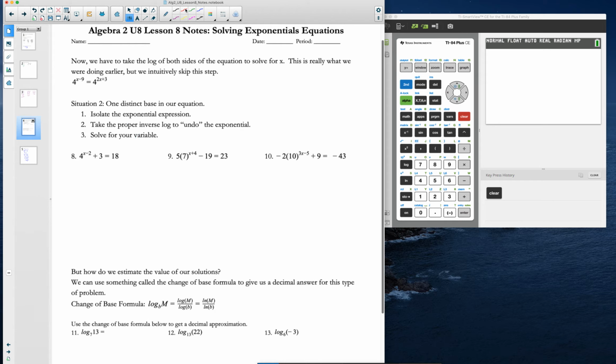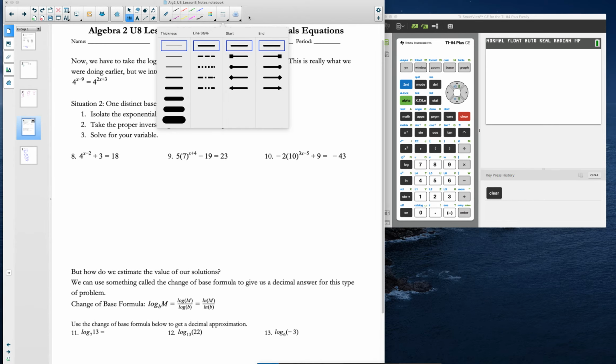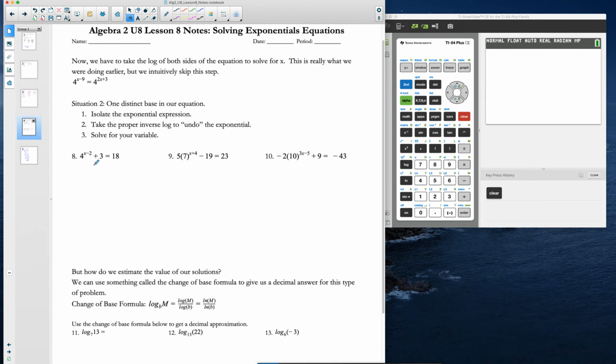So let's switch to red here. Let's start by isolating that exponential, which means I want to subtract 3 from both sides. So 4 to the power of x minus 2 equals 15. Now I've isolated my exponential. Now, can I get 15 to be in terms of base 4? And the answer is no. So that means I have to take the log of both sides. Well, what's the inverse to base 4? It is log base 4. Gave away the answer there.